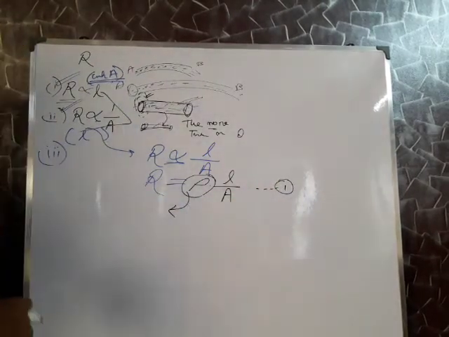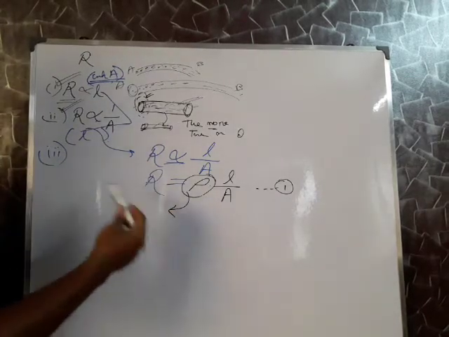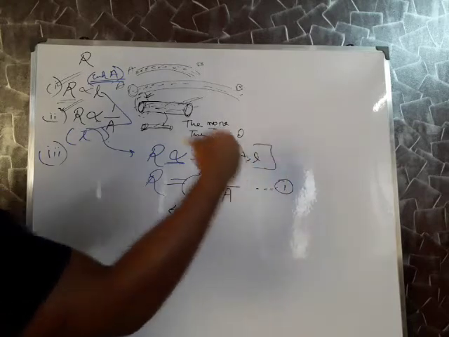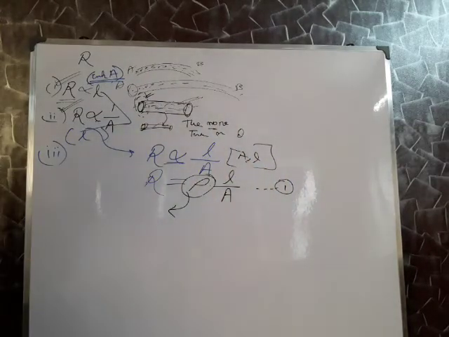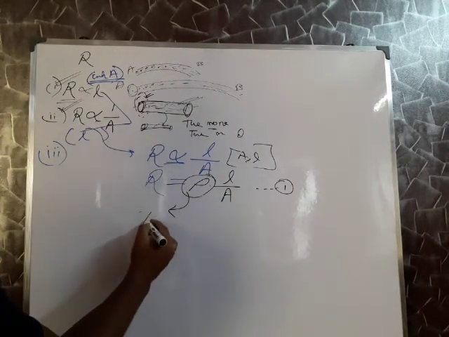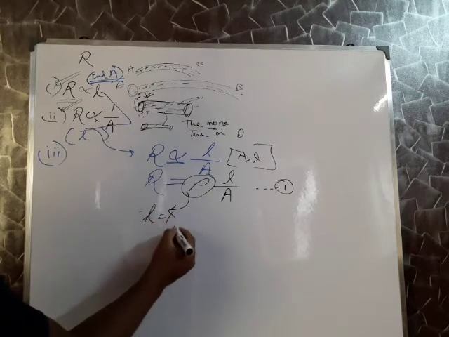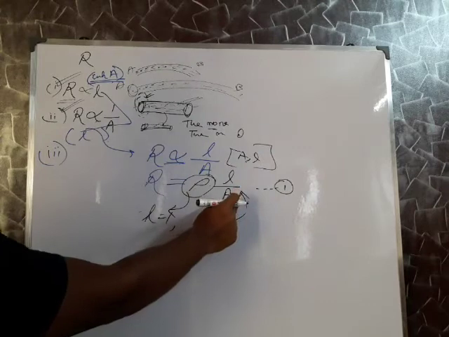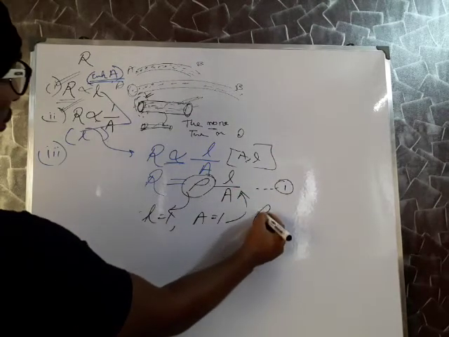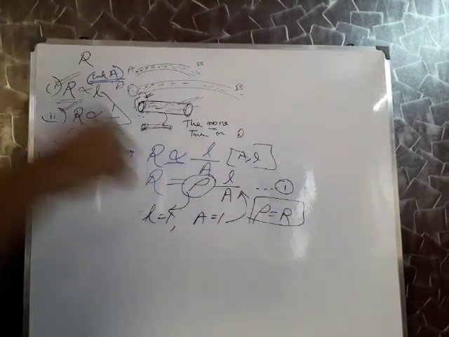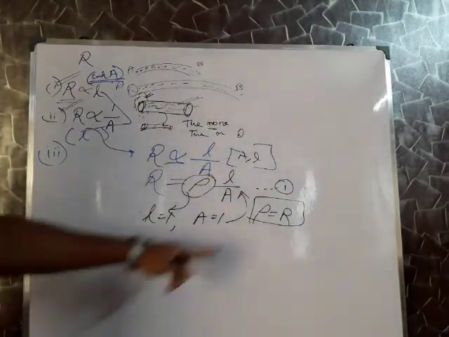Before going further, in here A and L both are changed. Now, if you simply put L equals to 1 and A equals to 1 in that equation, we simply get rho is equals to R. Rho is the resistivity or the specific resistance, so rho is equals to R.